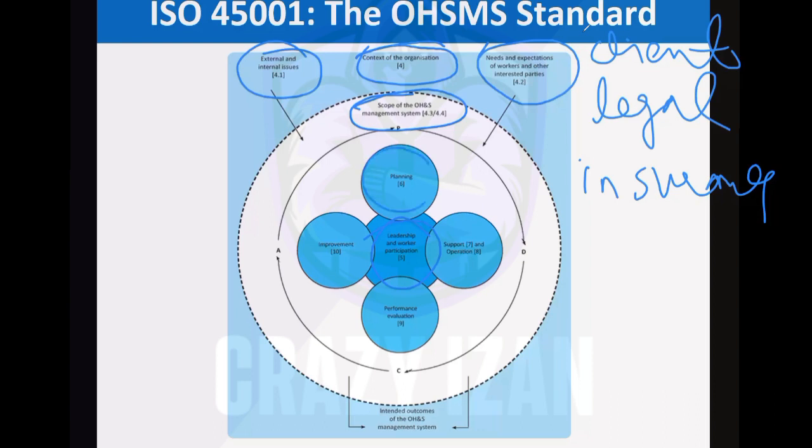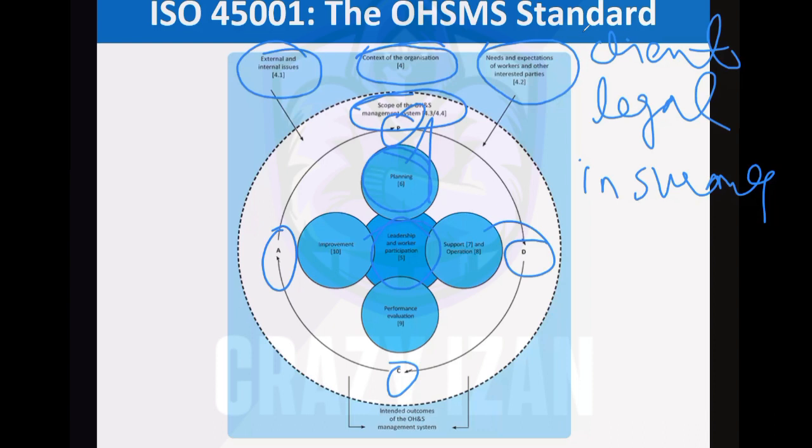Then again, we have P for planning. This follows the PDCA cycle, the Plan, Do, Check, Act cycle. So we have planning, which is a very crucial part of the safety management system. Then we have support and operation, which is the do or implementation phase. Then we have performance evaluation, which is the checking phase. And then we have improvement, which is actions for improvement.